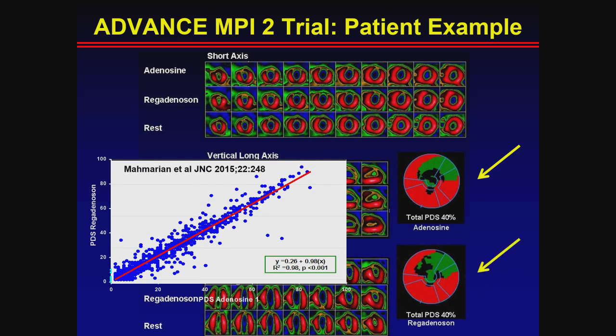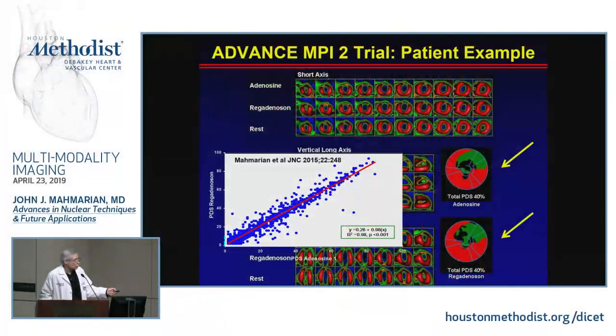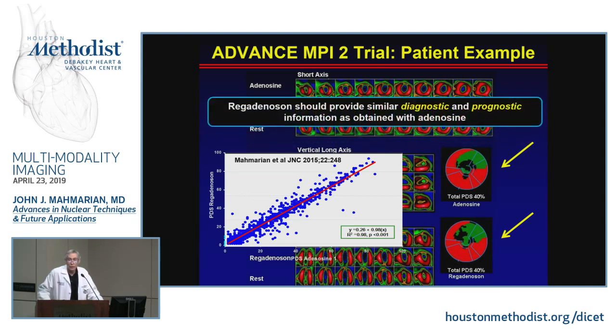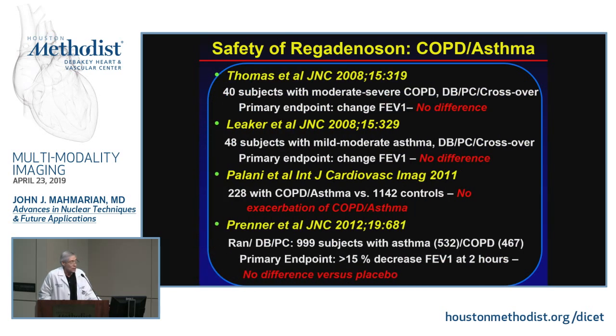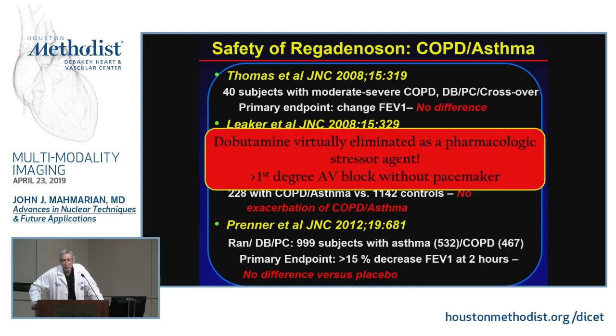We published this data in JNC in 2015 showing a very close correlation between perfusion defect size by regadenoson and that by adenosine. So in this regard, not only is regadenoson important in terms of providing the same diagnostic information as adenosine, but also the same prognostic information. The other important issues behind regadenoson are its use in COPD and asthma. There are now many trials out there comparing regadenoson versus placebo, showing no worsening in FEV1 in patients receiving regadenoson versus saline.